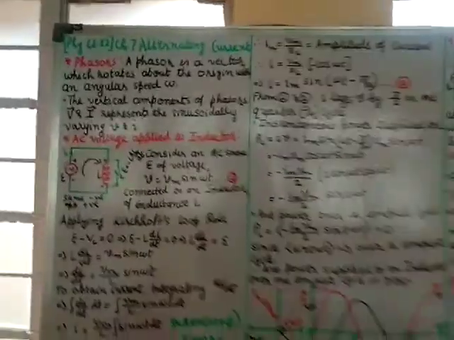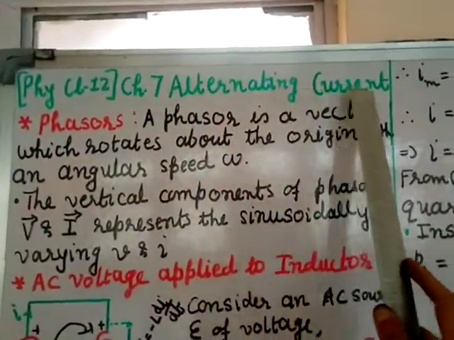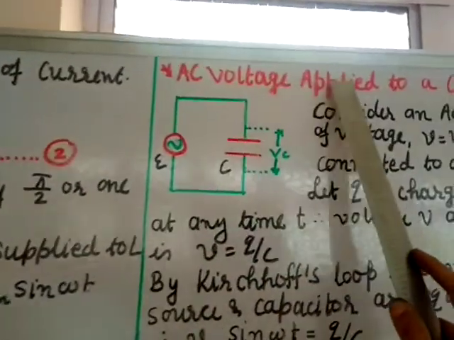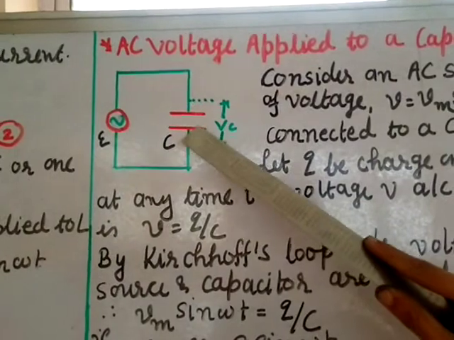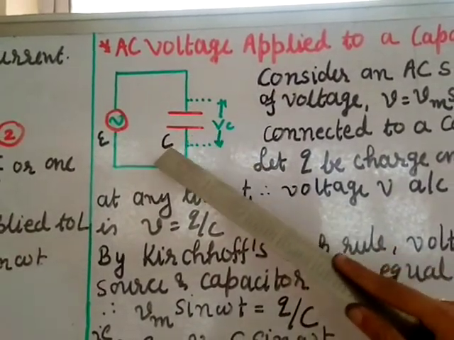Physics, Class 12, Chapter 7, Alternating Current. AC voltage applied to a capacitor. This is the AC source. It is connected to the capacitor of capacitance C.